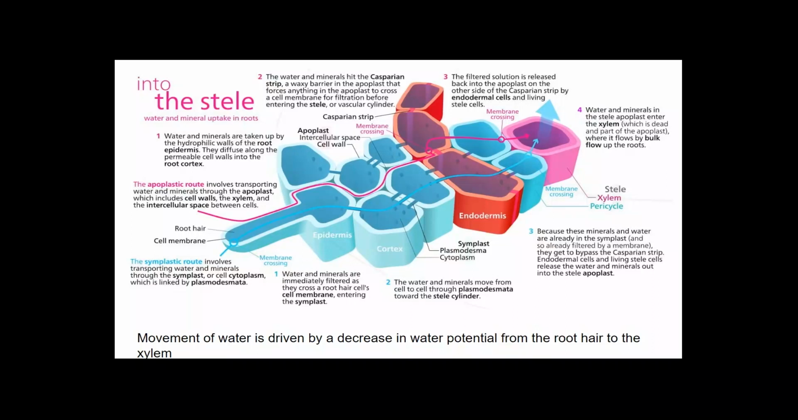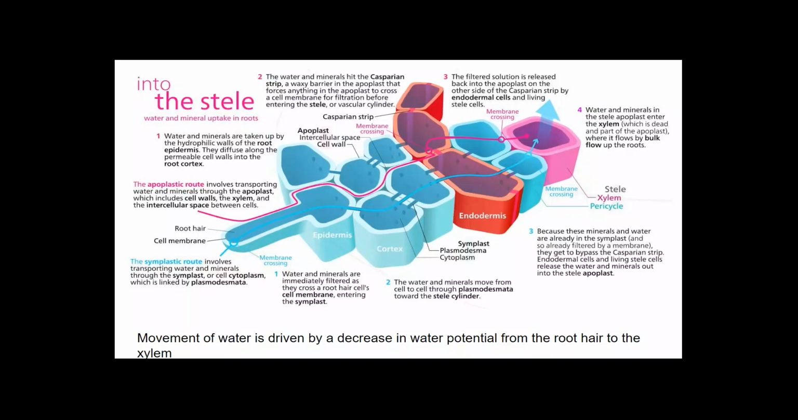You also have the symplastic route, which involves transporting water and minerals through the symplast, or the cell cytoplasm, which are linked by plasmodesmata. Then water and minerals are immediately filtered as they cross the root hair cell membrane, entering the symplast. So the water, in fact, gets filtered. So that means that if you grow crops and so on, the water that's entering the plant is filtered. So if you put manure and things on the soil, it doesn't go into the plant cells.